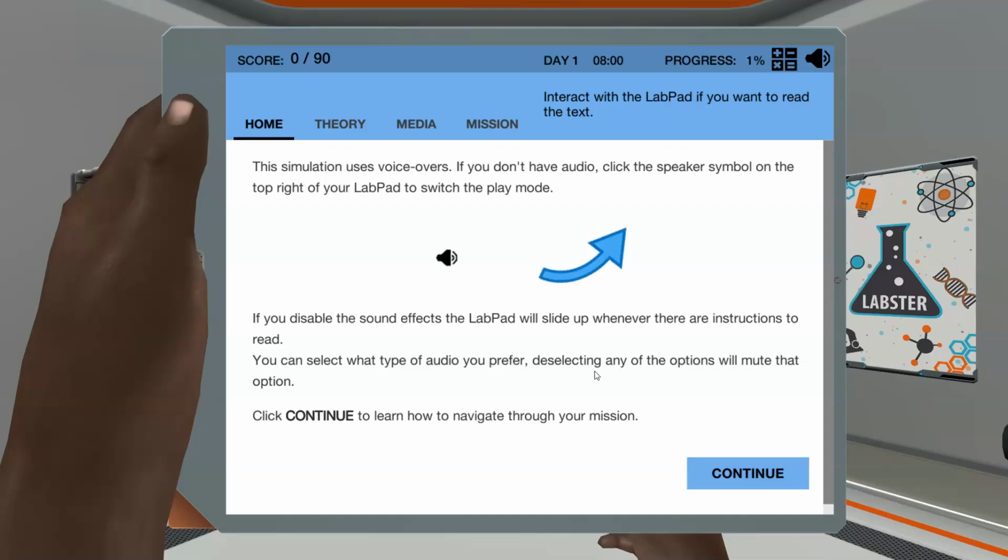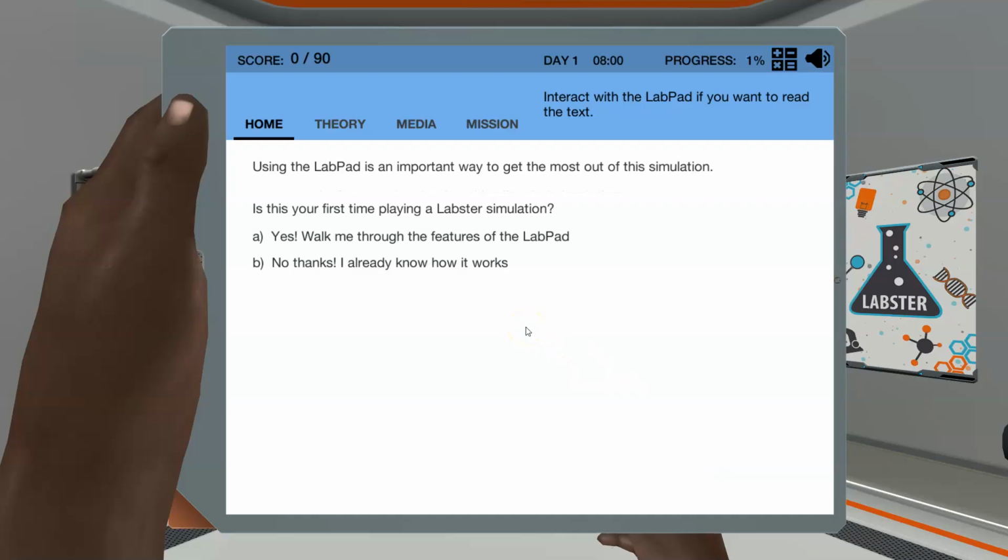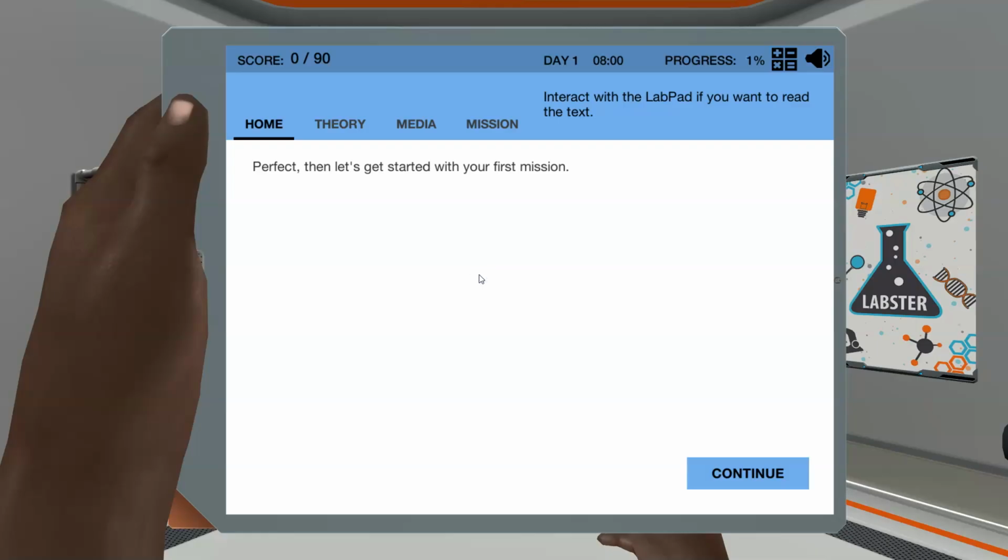Click Continue to learn how to navigate through your mission. Using the lab pad is an important way to get the most out of the simulation. Is this your first time playing a Labster simulation? Perfect. Then let's get started with your first mission.